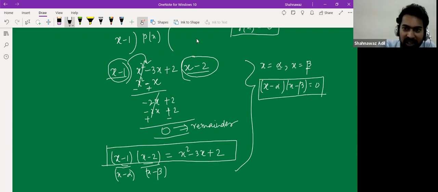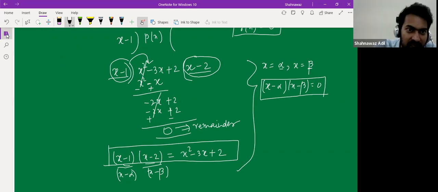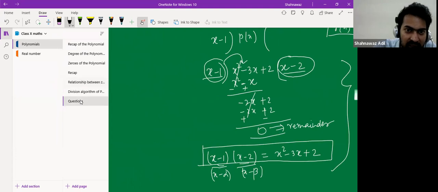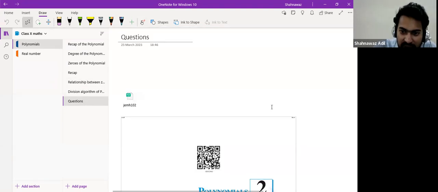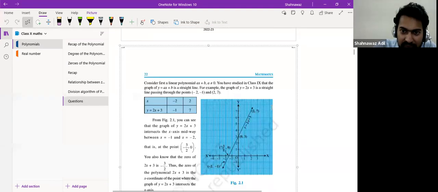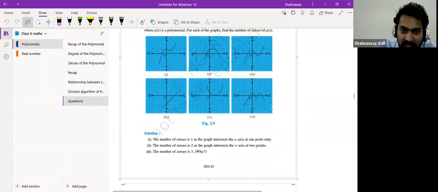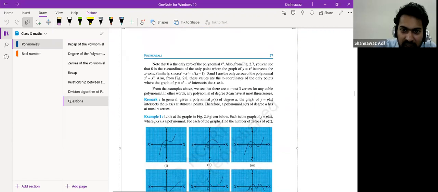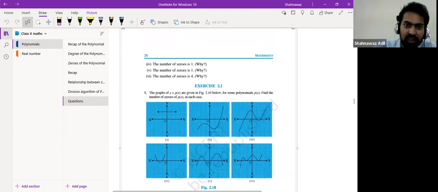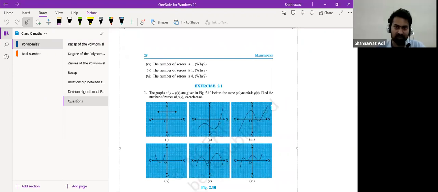How many people are joining? Understood? Yes. So this is all about the polynomials, and now we will do so many questions. Let me start from the first question. I'll first do the NCERT one, and then I'll do the RD one. So this is the first question.